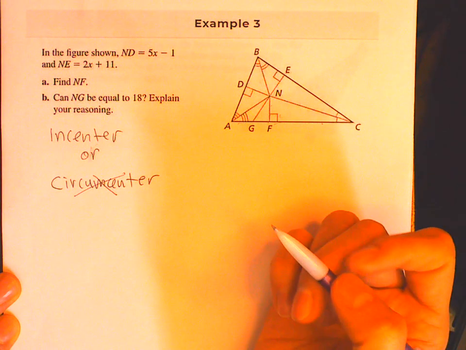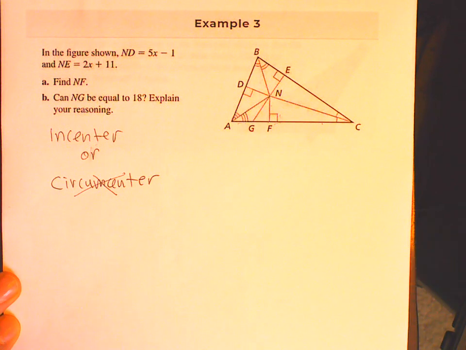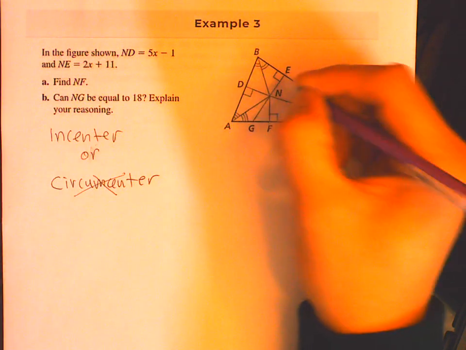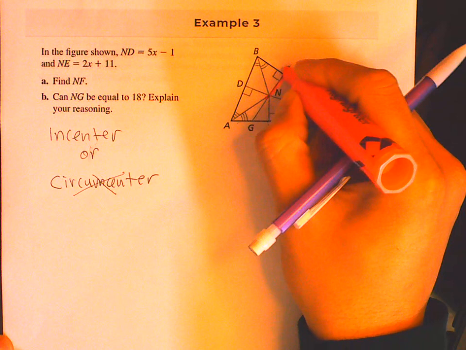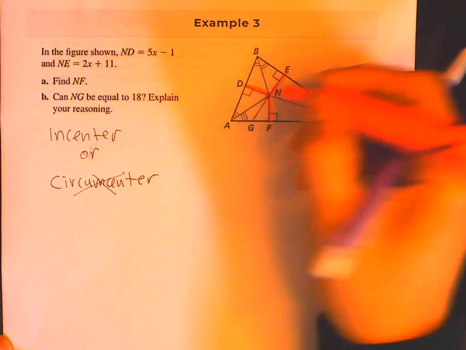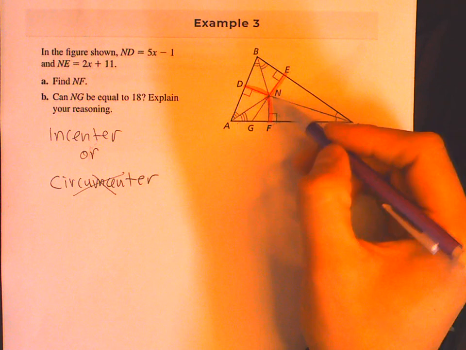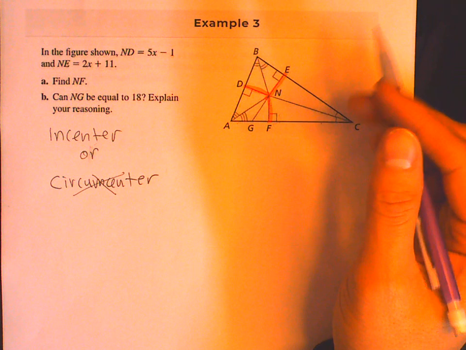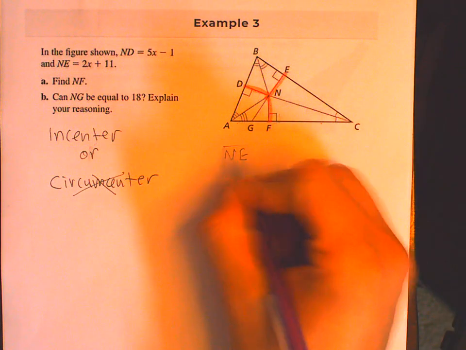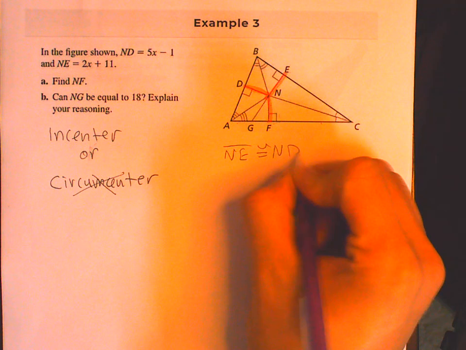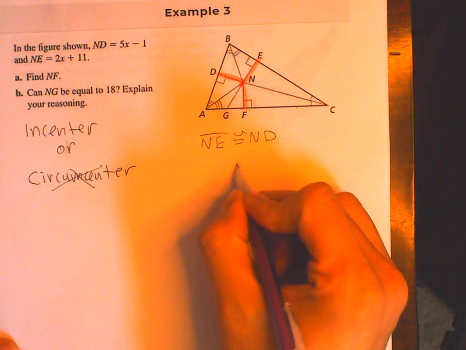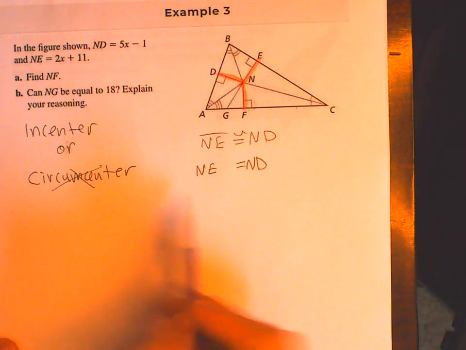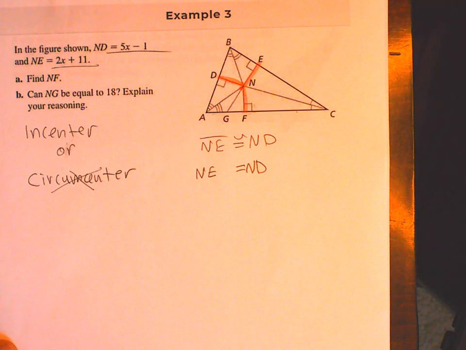We have angle bisectors. One of the things that we did learn about the incenter is that it's equidistant to the sides, meaning that these 3 sides right here are congruent. We learned that. So in this case, ND and NE are going to be exactly the same. NE is congruent to ND, which means that their measurements are going to be the same. So all you've got to do is set them equal to each other.